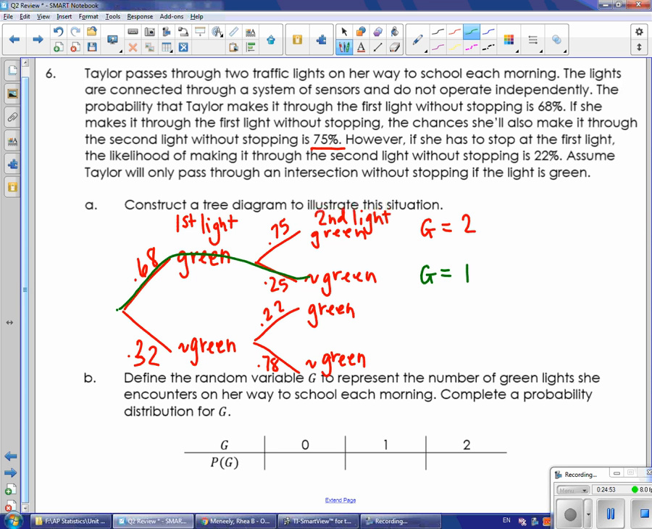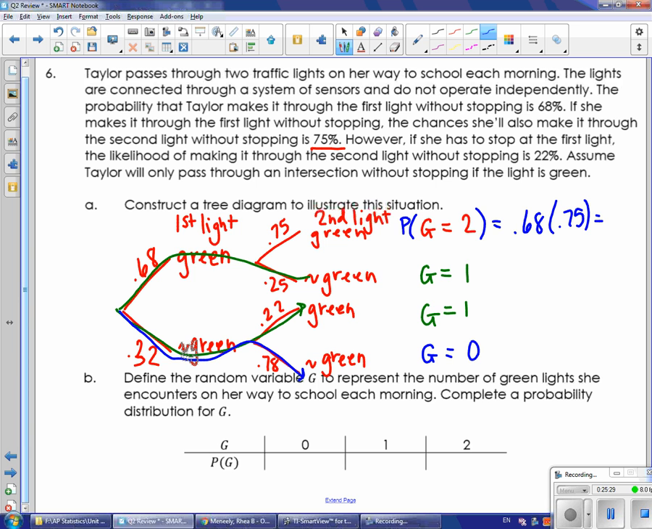In the third path, it's not green and then green. So that would be another one where G is only 1. And then in this last path, it was not green and then not green. So the value of G, or the number of green lights, would be 0. Once you have your tree diagram, you can easily find the probabilities. If I wanted to find the probability of having this outcome, which would be 2 green lights, I'm just going to multiply 0.68 times 0.75. And then I can do the same thing for each of the branches.